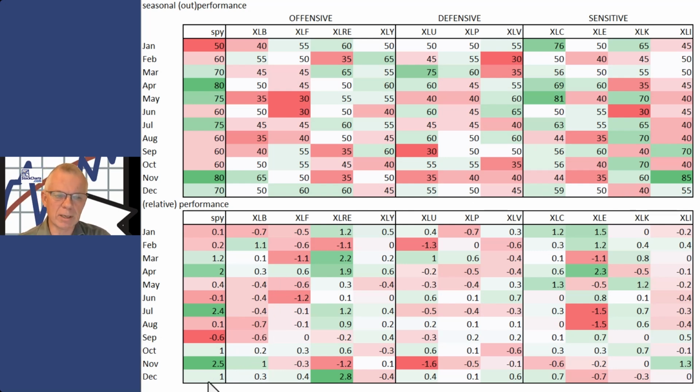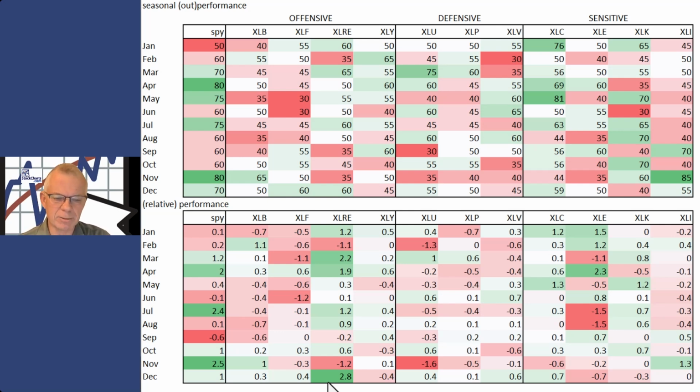So historically, the S&P gained 1% on average in December. If you look at the outperformance sectors, so financials and real estate, we see that both have picked up, so they've both outperformed the S&P 500. However, financials did that with only 40 bips, and real estate outperformed by 2.8%. That's a massive outperformance. That's the highest on the sheet whatsoever.